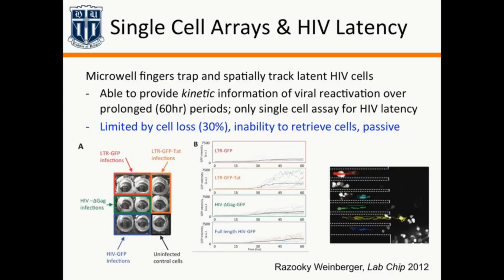There's another recent work by the Weinberger group on using these fingering arrays right here to capture latent single cells, and they can watch them over long periods of time and see changes to their morphology and interaction with cytokines. The problem is that it's very difficult to retrieve cells from these fingers. And so these are essentially the main single-cell tools that are out there.